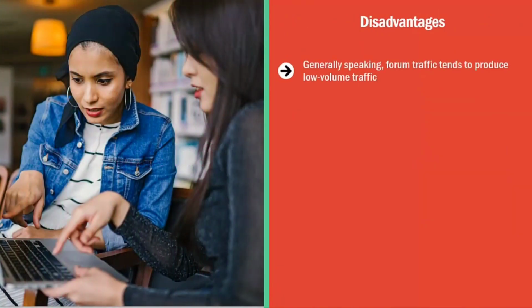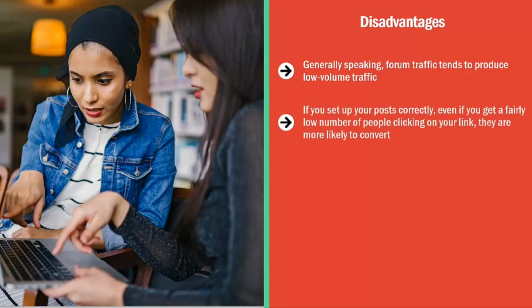Disadvantages. Generally speaking, forum traffic tends to produce low volume traffic. At best, you can get a moderate level of traffic from these platforms. The good news is that this is offset by the fact that you're getting higher quality traffic. These are people who are actually interested in your niche. If you set up your post correctly, even if you get a fairly low number of people clicking on your link, they are more likely to convert. That's right, they are more likely to buy whatever ClickBank affiliate product you are promoting.